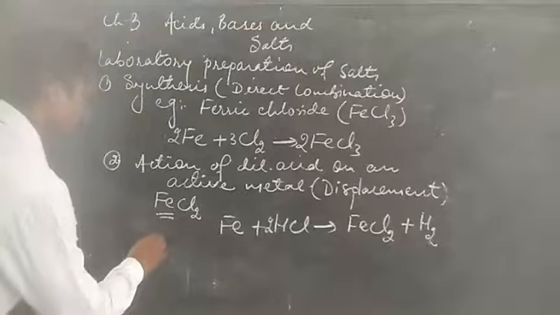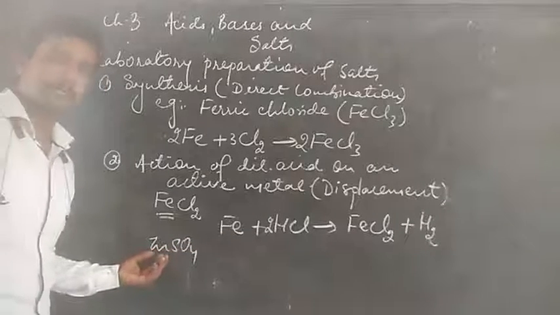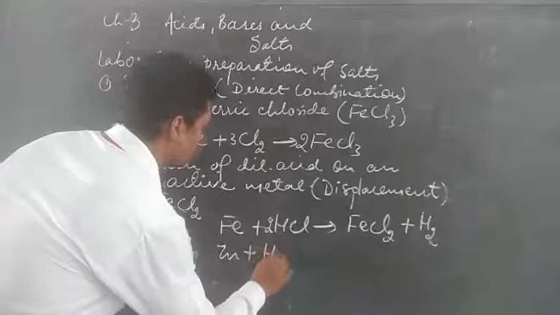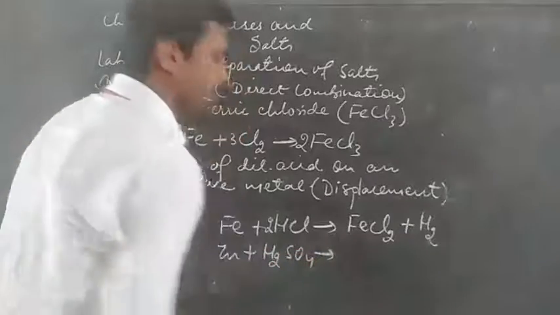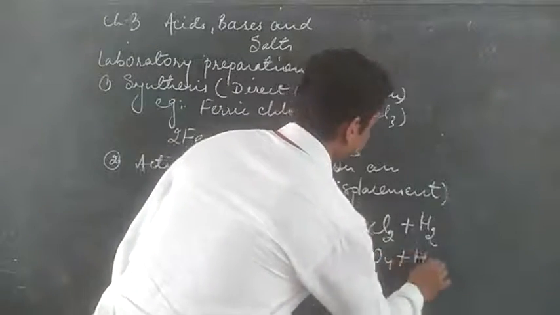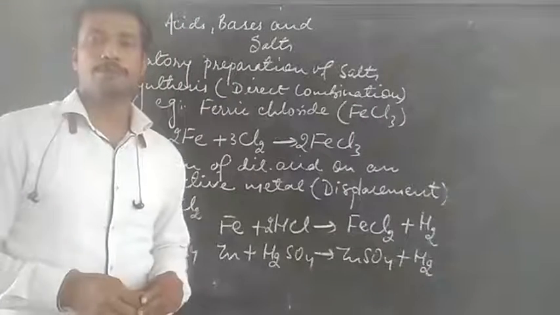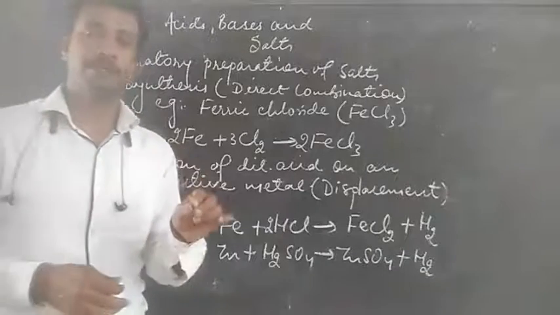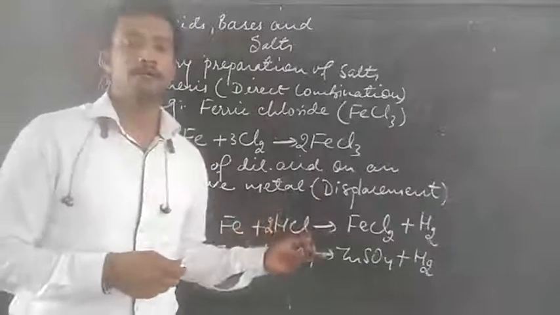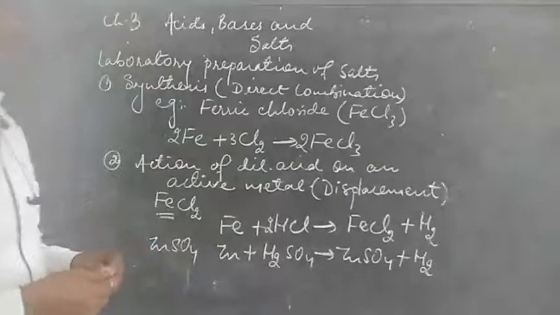Similarly, we can have another example of zinc sulfate. In this salt also we find zinc as an active metal present, where zinc can react with H2SO4 to form a salt, zinc sulfate, plus hydrogen gas. So we have these two salts. We can have many other salts also, but we have to see that the salt must contain an active metal. Only then can this method be considered a suitable method to prepare that salt. Let us come to the third method.